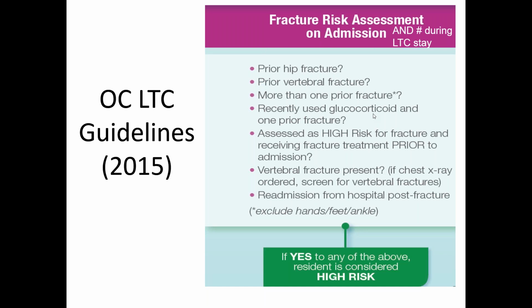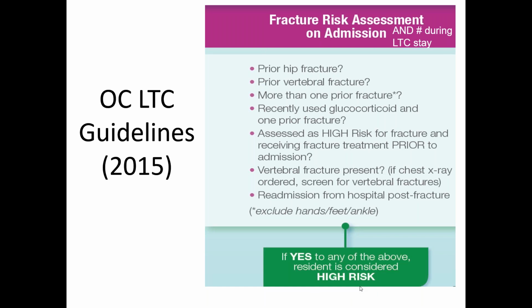Have they been recently on glucocorticoid like prednisone in the last year and had a prior fracture? Were they previously assessed as high risk for fracture and they were receiving treatment prior to admission? And was there any vertebral fracture detected? For example, if there was a chest x-ray done at the time of admission to the long-term care facility. And this is the same one here, but if ever they have a fracture that required assessment in the hospital, when they return, this needs to be looked at again. If it's yes to any one of these, then the resident is considered high risk.